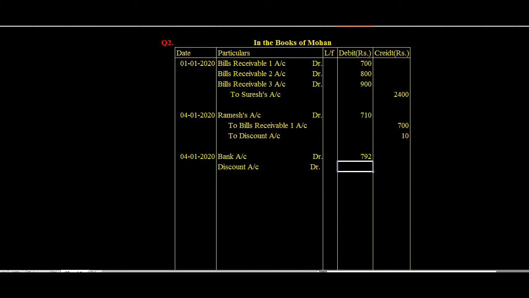The amount is 8. This is the balancing figure. Please remember, bills receivable 2 account. Guys, this is the second bill whose value is 800. Okay, so bill discounted. That's the treatment for the second bill that we have done.